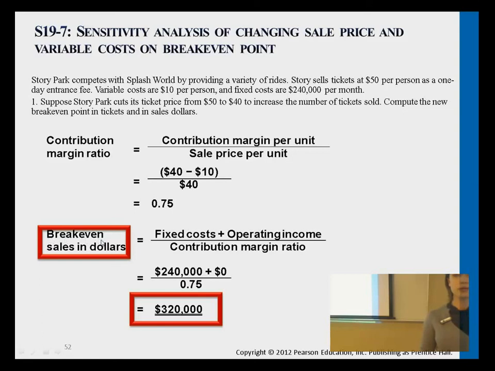The next step is to use the formula for break-even sales in dollars, which is fixed costs plus operating income divided by contribution margin ratio. So you make two calculations to find your break-even sales in dollars. It's 240,000 plus operating income of 0, divided by 0.75. And so we found our break-even sales in dollars as 320,000. Makes sense? All right.